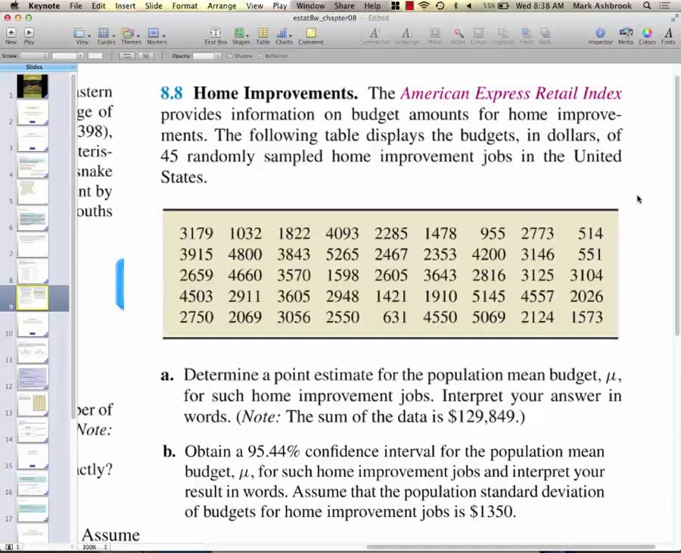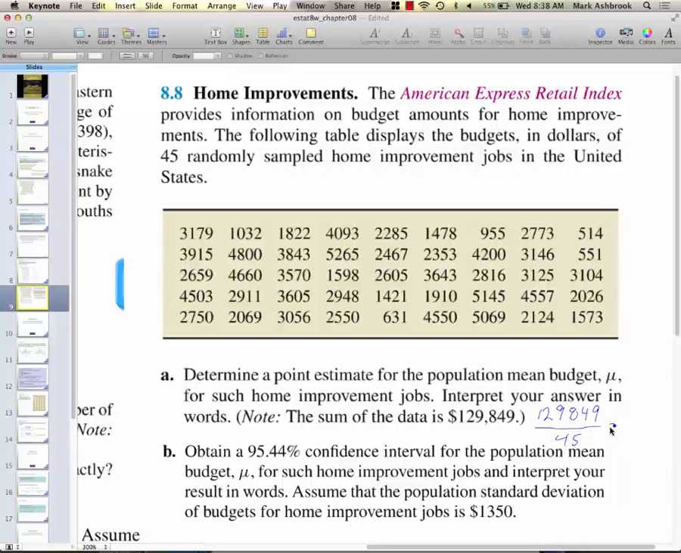So first let's get a point estimate. They told us that the sum of all those is 129,849. So if we summed up all the data, we get 129,849. How many data values are there? 45. So we're going to take 129,849, the sum of all those, and divide by 45.